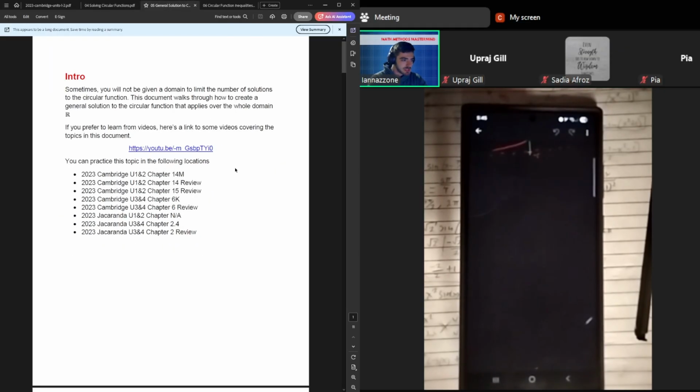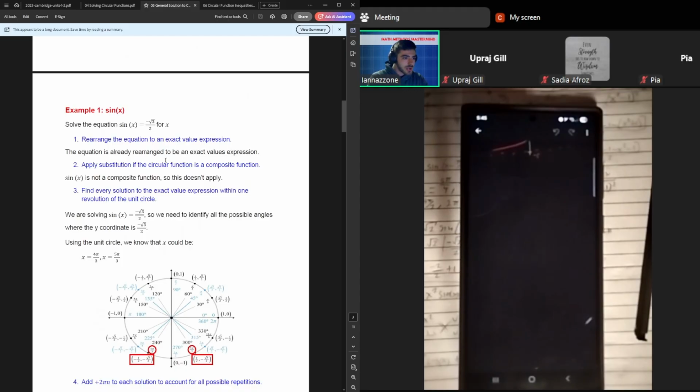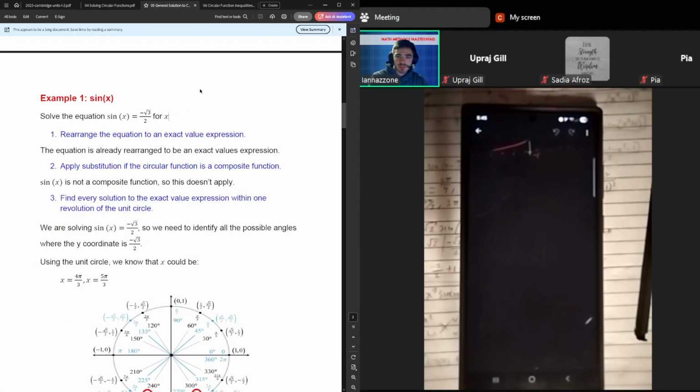General solution is going to be a very similar circumstance. Fundamentally, all we're doing here is looking at what happens when there's no domain associated. Under those circumstances, you have to give what's known as the general solution, which is a specific way of writing your solution such that it encompasses all possible solutions for all possible revolutions of the unit circle. A lot of the steps are going to be the same.